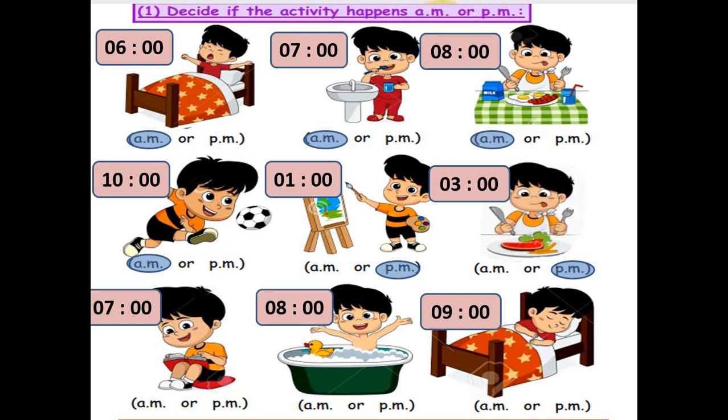And at 7 o'clock at night, the boy is reading a book, so it will be 7 o'clock p.m. And at 8 o'clock in the night, the boy is having a bath, so it will be p.m. And at 9 o'clock at night, the boy is sleeping, so it's p.m.